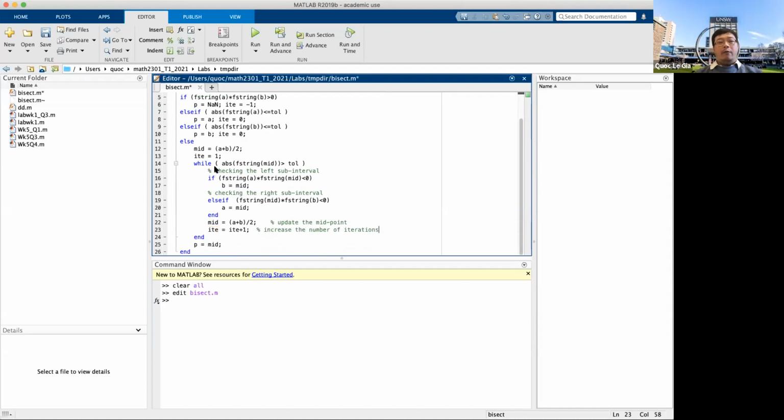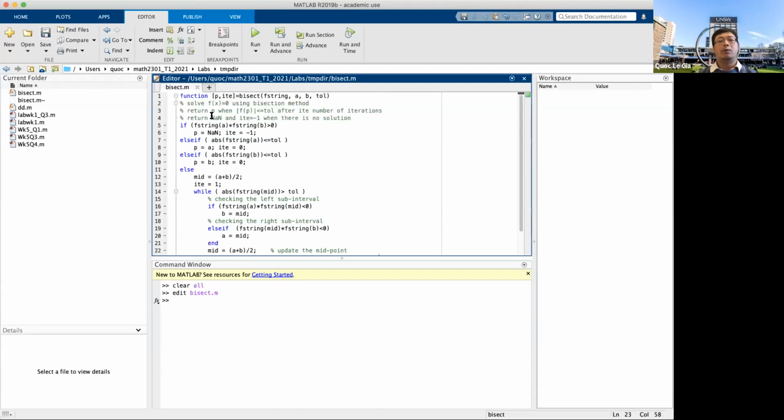So when it gets out of this loop, P will be the solution, right? Because it no longer satisfies the condition for the loop. It means that the absolute value of f of the midpoint has to be less than the tolerance, and that's it. Okay, so see whether it runs or not. We have to make a new script to test the bisection.